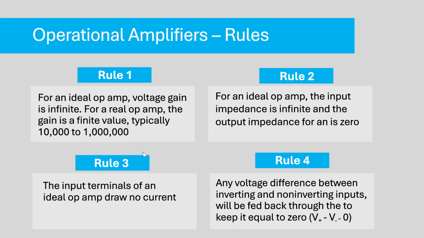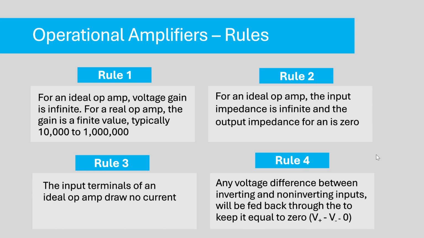Rule number 3, very similar. The input terminals of an ideal op amp draw no current. Essentially this is saying that there is no natural draw of current, but we know that there can be a slight difference between the potential on one side to the other, and so that naturally will cause a draw of current. This can happen between terminals, and it's just something in practical operational amplifiers that needs to be remembered.